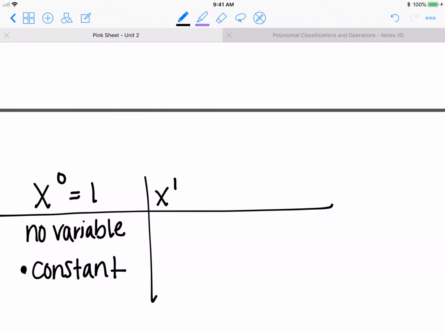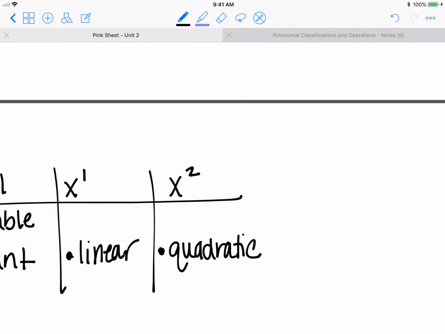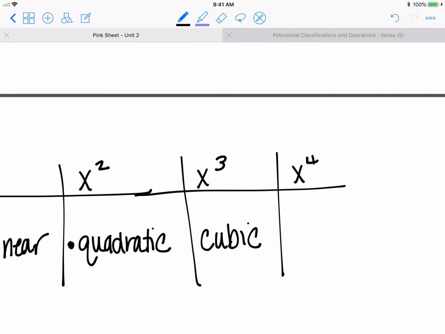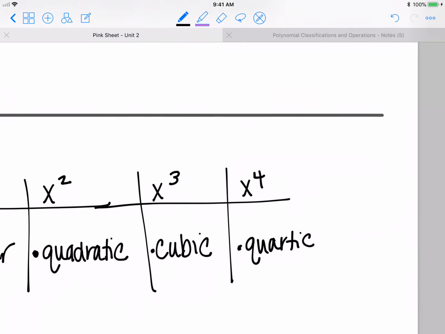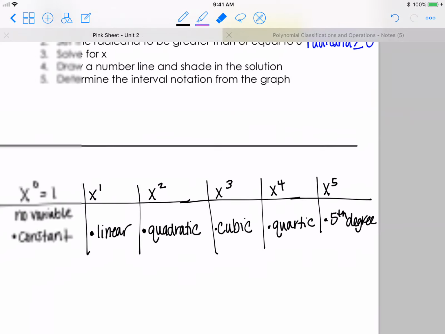Okay, x to the first is called linear. So think of anything that has a 1, think of a line, linear. Okay, x squared is a quadratic. We spent a lot of time on quadratics last unit. Anything to the third is cubic. To the fourth is quartic. And anything above that, we just say 5th degree, 6th degree, and so on. Let's go ahead and put an example. We would say 5th degree, and then so on. Because after that, there are probably names out there, but it's just not worth doing.